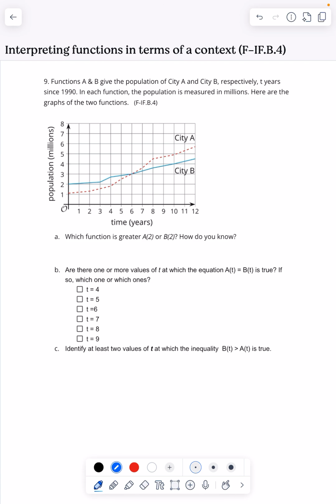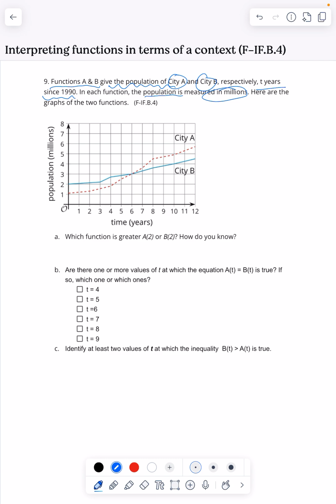All right, guys. So for this one, we're going to be interpreting functions in terms of a context. So here, the context is the following. It says that functions A and B give the population of city A and city B respectively, t years since 1990. In each function, the population is measured in millions. And then this says that here are the graphs of the two functions.